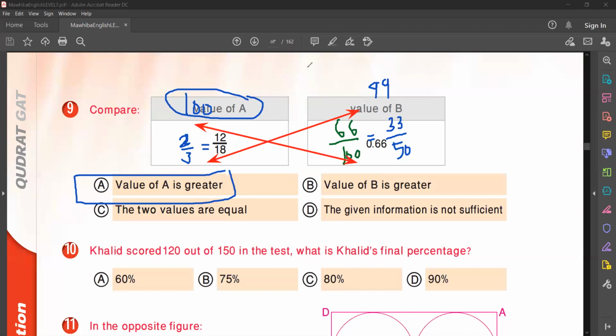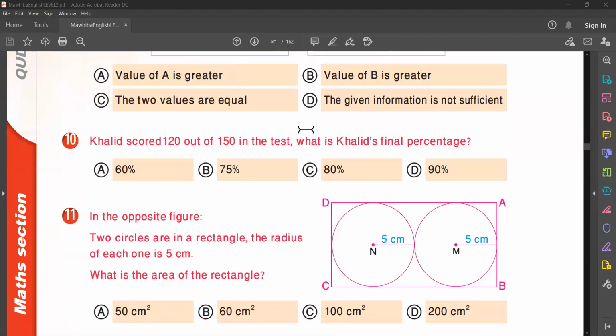Right. Number 10 now. Okay, Khalid scored 120 out of 150 in the test. What is Khalid's final percentage? Now, how do I solve this problem? Can you help me solve this problem? What is Khalid's final percentage? We write it here. It is easy, I think. Khalid's score is 120, so write 120, right? Out of what? Out of 150, so write 150.